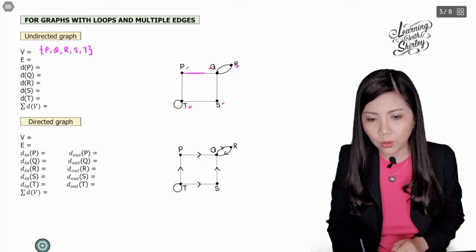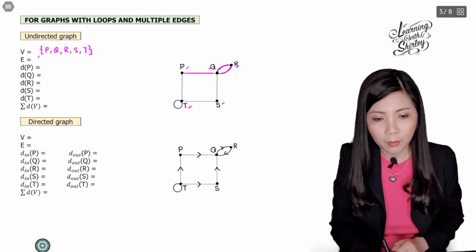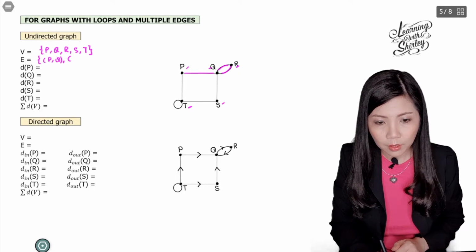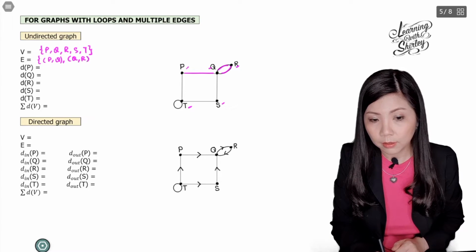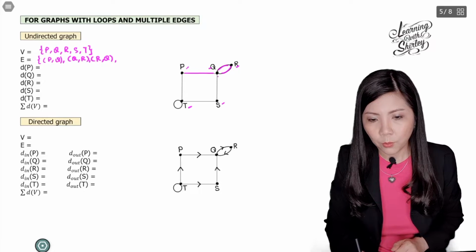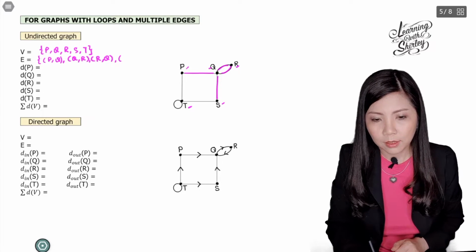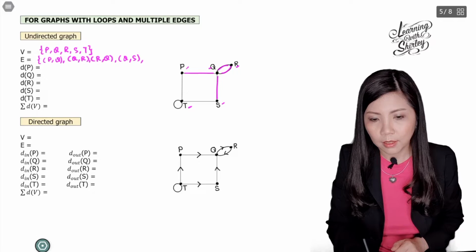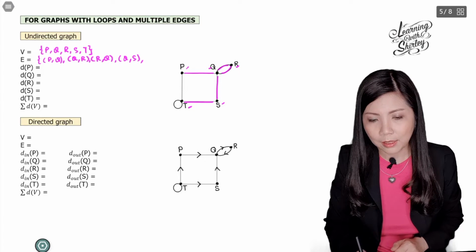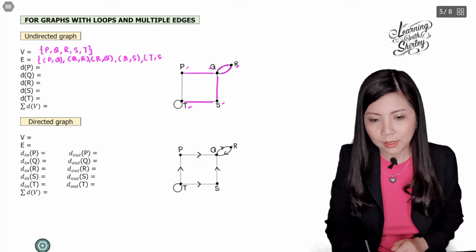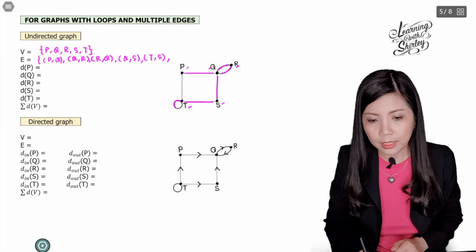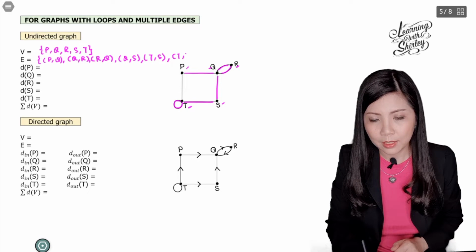Next, to find E, the edges. So we have PQ, QR, RQ. I'm going to write here first. So PQ, then QR, RQ, and then we have QS, then we have TS, then we have TT, which is a loop, TT, then we have PT.